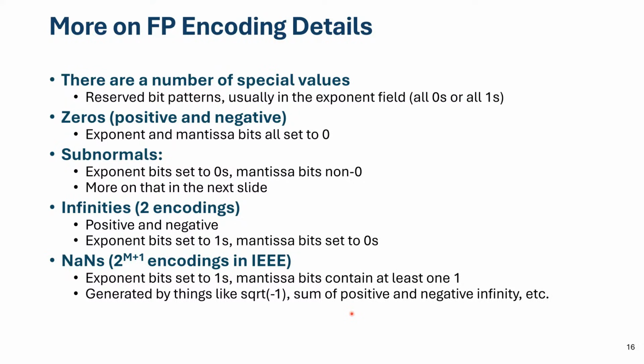But the key thing to recognize here is that infinities take encodings and NaNs take a bunch of encodings. That's where subsequent formats that are not IEEE-like will sometimes give up some of these encodings in order to recover samples, to sample more of the actual real number line. That will happen as you go to fewer and fewer bits. So FP8 started to do that.